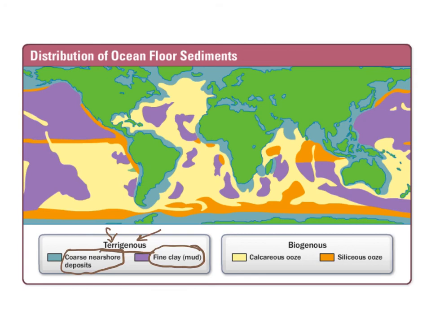Now, the next type of sediment is what we call biogenous. Biogenous means that it comes from life. So there's two primary types of biogenous sediments, and it's going to be based on the material of them. We have siliceous ooze, and then we have this calcareous ooze. The calcareous ones are going to come from shells. So it's calcium carbonate like you'd see in a seashell, and in corals.